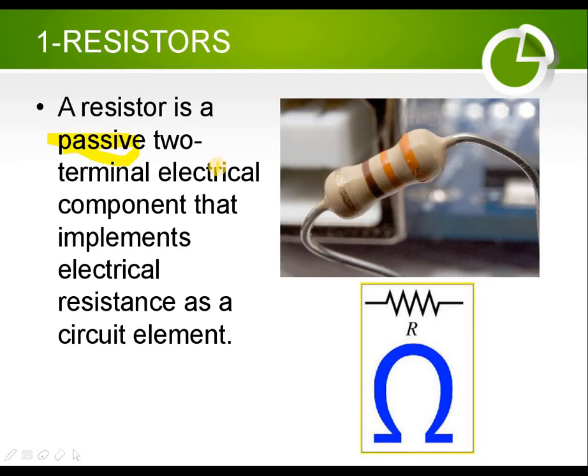When required, we use this resistance. It is a two-terminal component, as you can see in the diagram, and there are colors on it, and these colors are used for finding its value. This is the symbol used when we are using it in circuits, and this is the Ohm symbol.